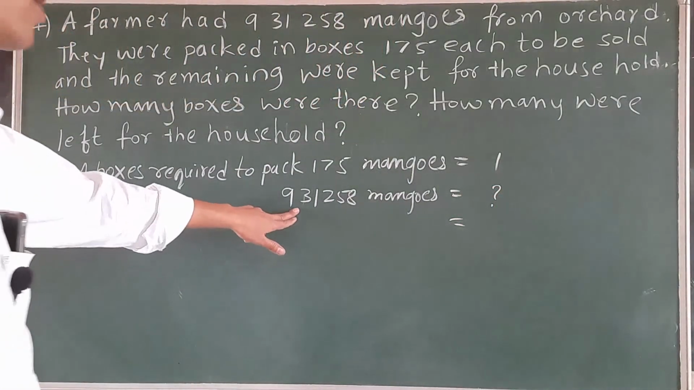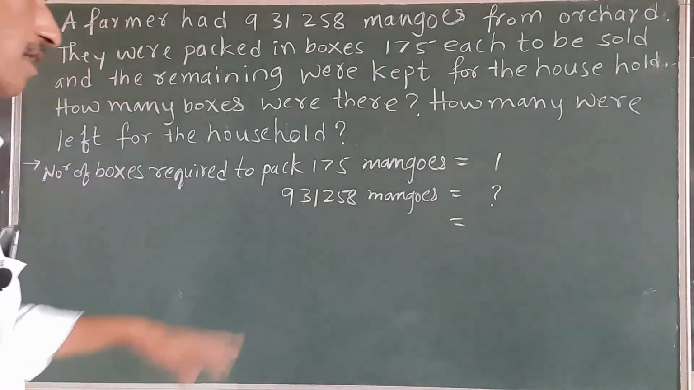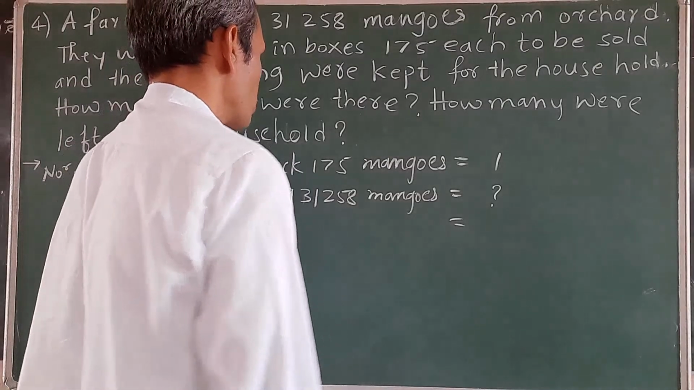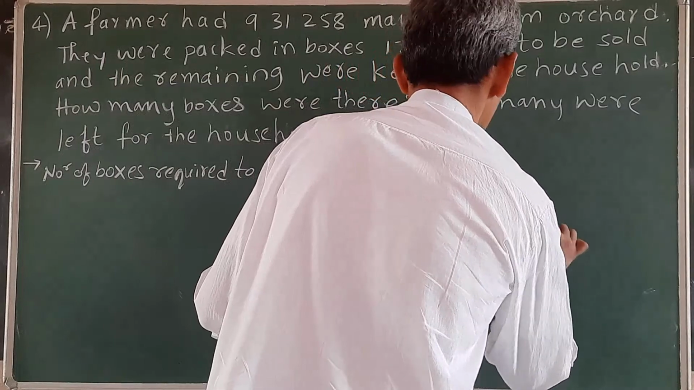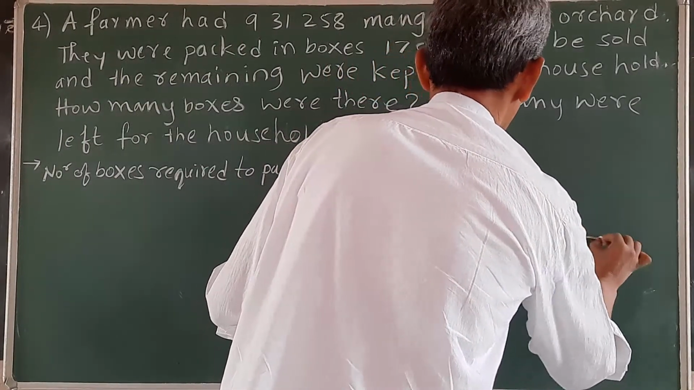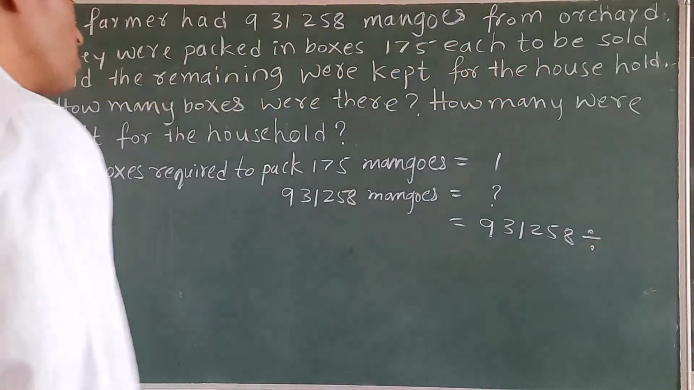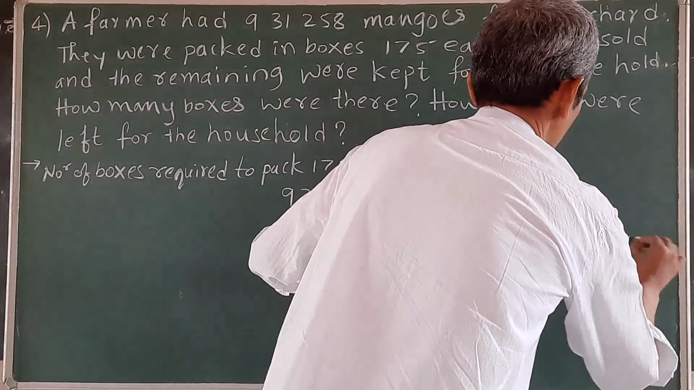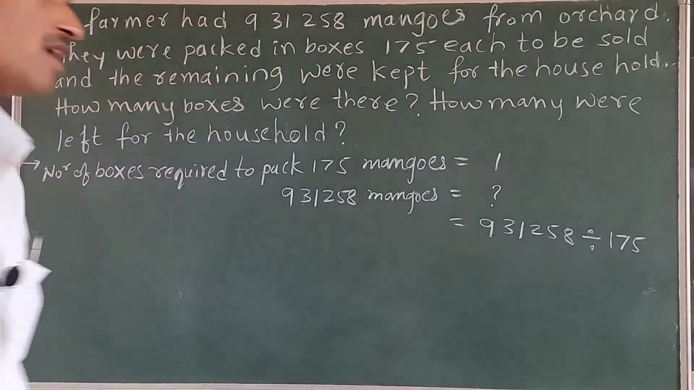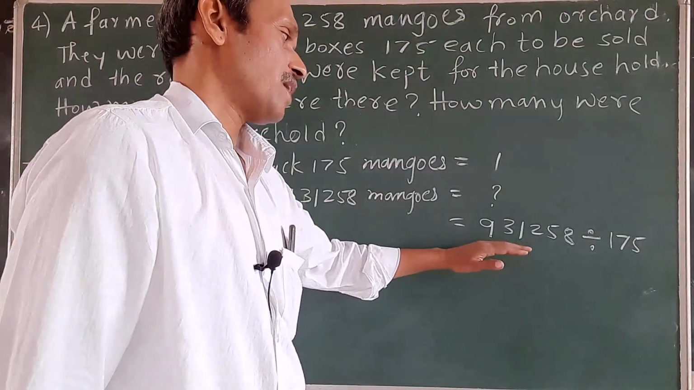If we divide the total number of mangoes by 175, then we will get the number of boxes used to pack these many mangoes. That is, 931,258 should be divided by how many? The number of mangoes packed in each box, 175. So if we divide into parts of 175, how many parts do these mangoes show?